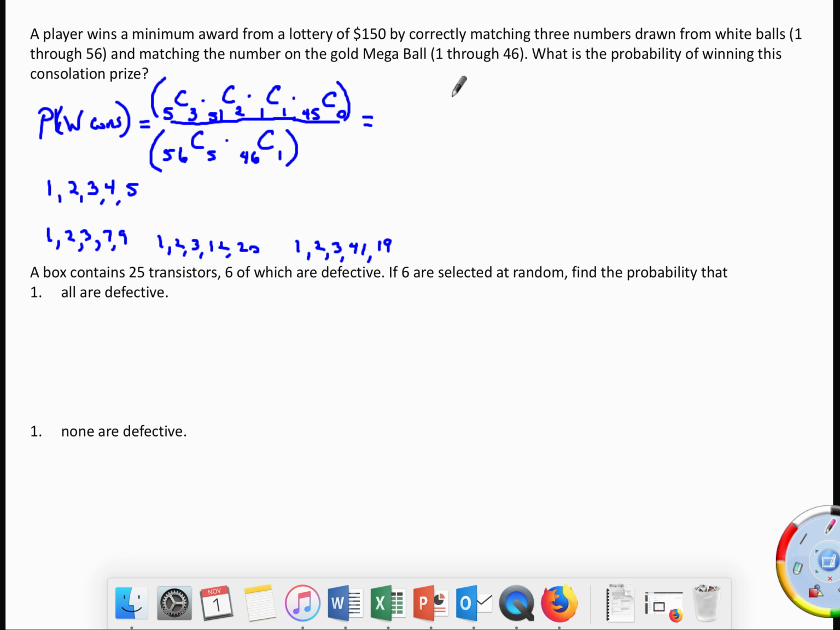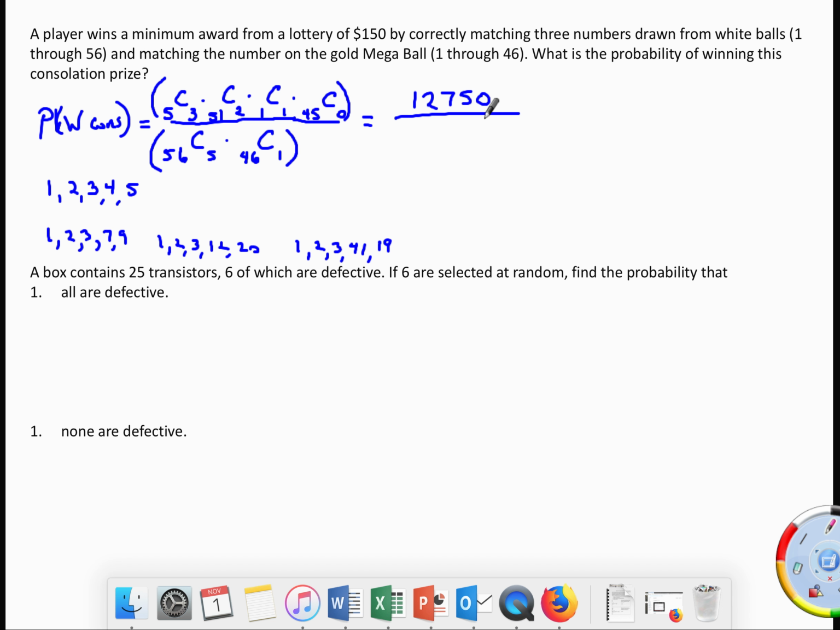I'm just going to plug that into my calculator. And I'm going to do them individually because I think your homework always asks you to leave this as a fraction. So we'll talk about simplifying this ridiculous fraction that our calculator won't do for us. So 5 choose 3 times 51 choose 2 is 12,750.